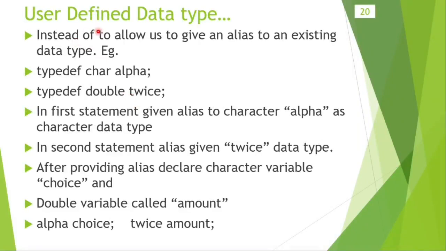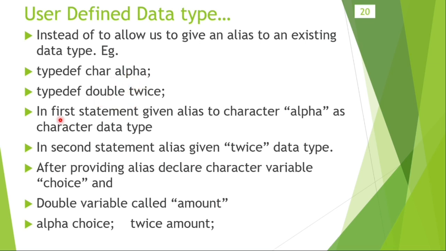User defined data type. As the name suggests, we have to define the data type. It allows us to give an alias to an existing data type, for example typedef character alpha. So alpha is given as a type definition, that is a character. Same like typedef double twice. So twice is given as a type definition, that is a double. So these are the alias names actually.